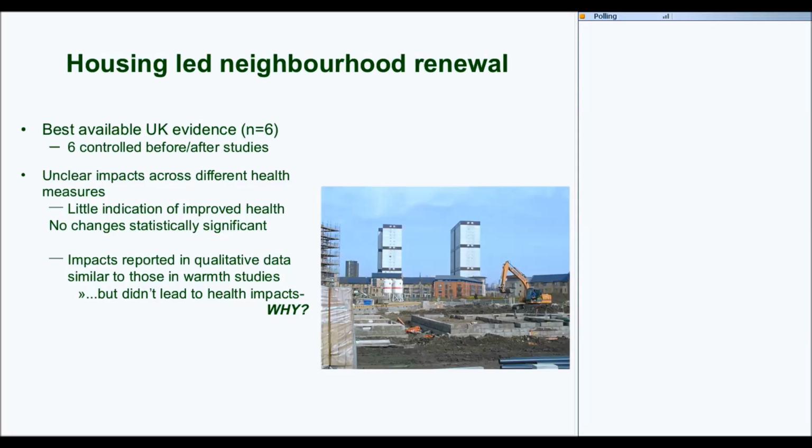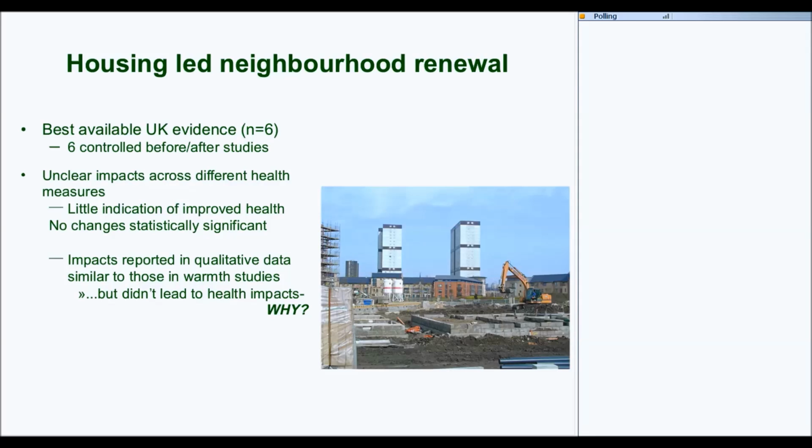And the types of programmes this included was something that is reasonably common in the UK, where whole areas that are known to have poor housing and poor services and low-income groups and predominantly social housing are often flattened and demolished, and new housing is built. But not all the programmes were like this, but they were all area-based programmes.